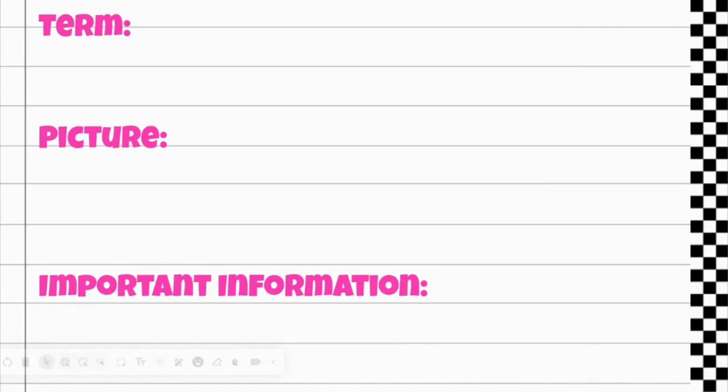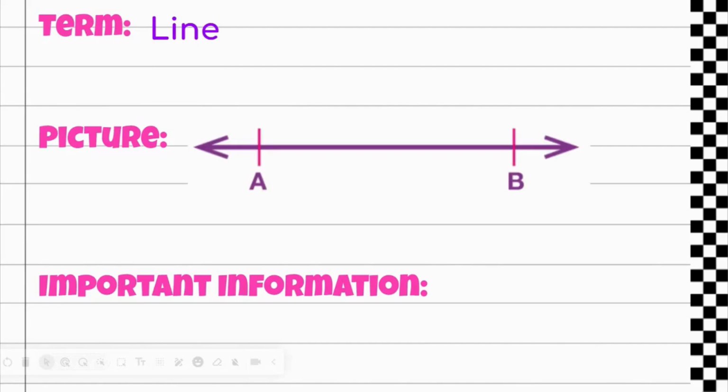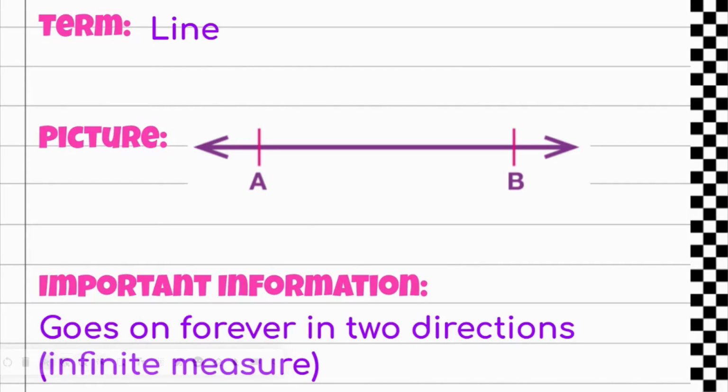So let's talk about some of the other things you're going to see in geometry. The first thing you're going to see is the term line. A line looks like this, and you have to make sure that it has an arrow on both sides. And the important thing is that it's going to go on forever in 2 directions. Okay, so we would call this line AB.